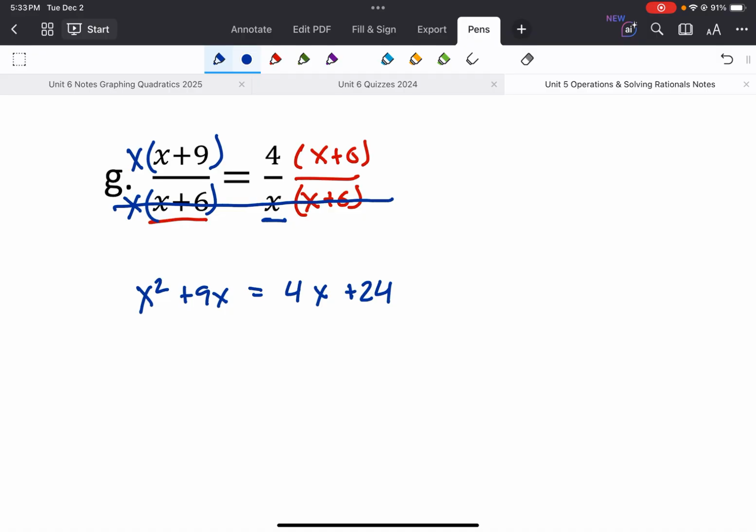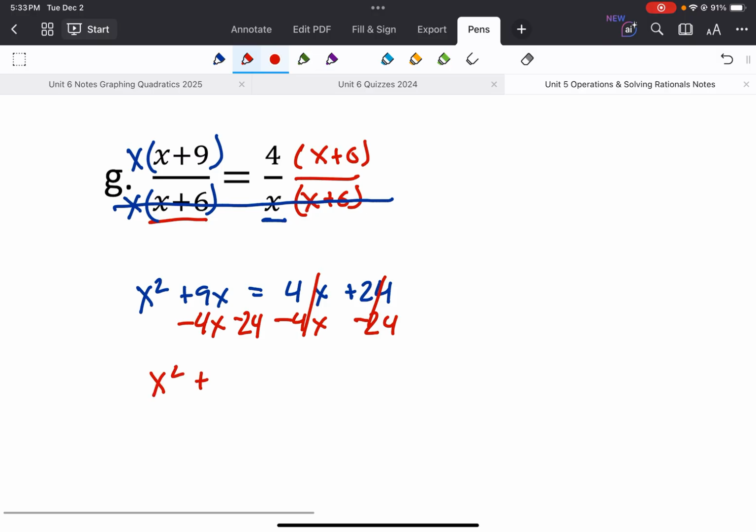And then we need to have everything on one side, right? This is a quadratic. We have more than one term with x's, so everything needs to be on one side. So we'll subtract 4x, and we'll subtract 24. So x squared plus 5x minus 24 equals 0. And then we just need to figure out what multiplies to negative 24 and adds to 5.